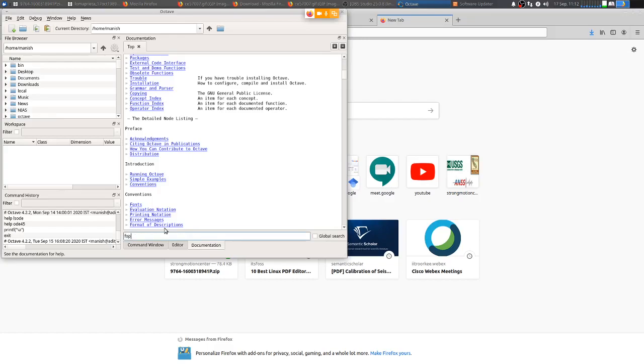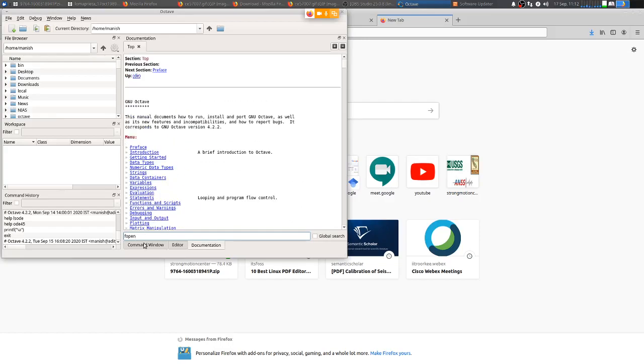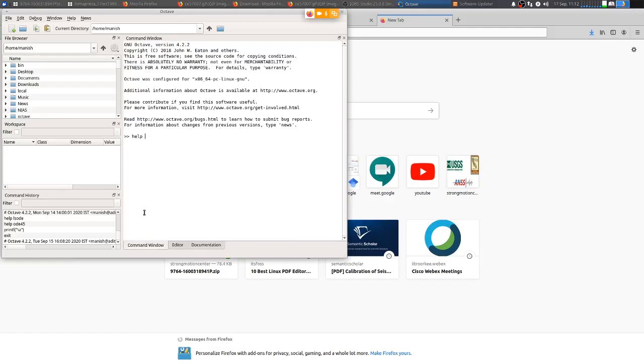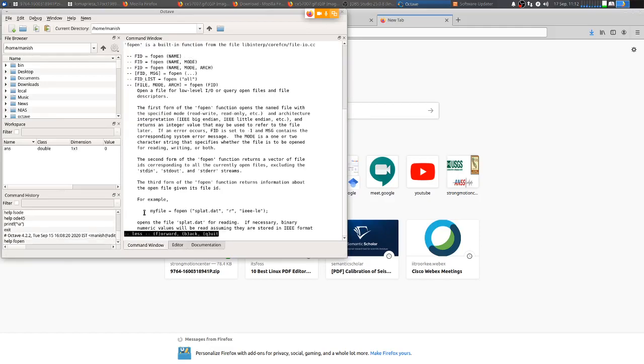So here I can see fopen. Okay, let me just say help fopen. So this is how it is. For any file you have, you need to give it a handle. So if this is the file, then you refer to it in the Octave script by using this handle. So fopen assigns this file name with this handle, right? And it is in the read mode, read only mode.